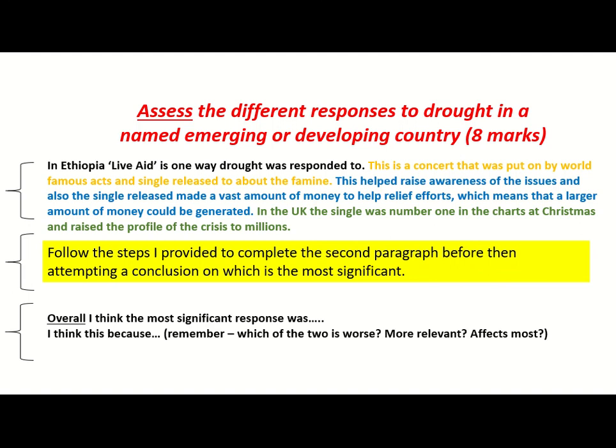Now, finally, you need to conclude. To conclude, you just pick which one of these two that you've written about you think was the best or the most significant, the most important. So overall, I think the most significant response was Live Aid. I think this because, and again, give me lots of reasons for why it's the best, it raised the most awareness possible and it got young people involved in fighting famine, whereas normally they wouldn't care. Or whatever it is, it doesn't really matter what you write here, as long as you're very specific about why you've picked one of these as the most significant response.